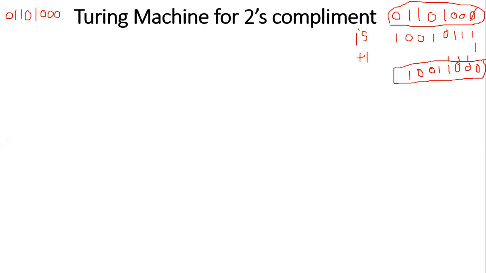If you observe this input string and its 2's complement, input is 0 and output is 0, input is 0 and output is 0, input is 0 and output is 0, input is 1 and output is also 1 up to this point. Whatever the input is, that input is reflected on the output side. But from there onwards, the moment you encounter 1, everything is a complement of the input. 0 becomes 1, 1 becomes 0, 1 becomes 0, 0 becomes 1.